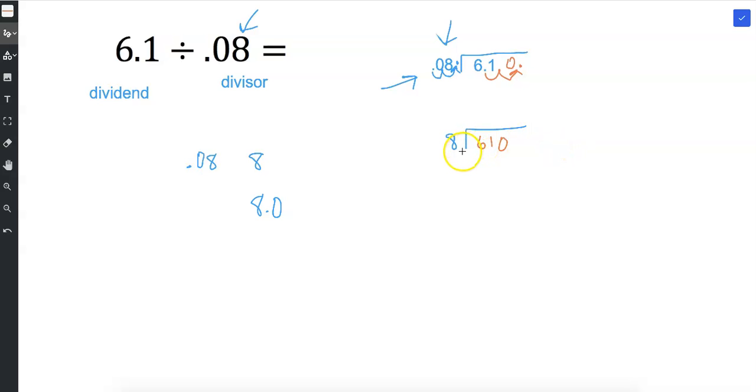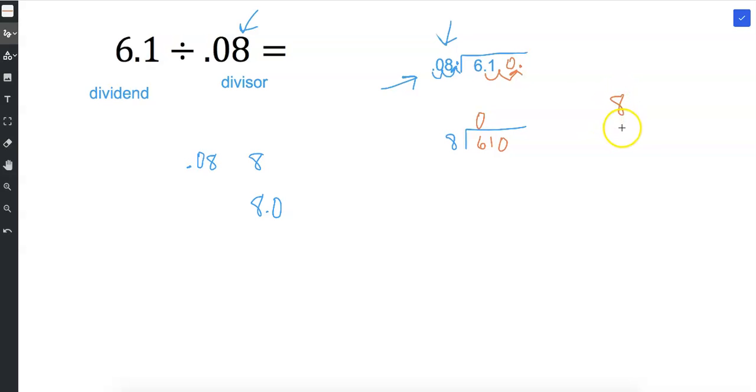I'm just going to start by seeing how many times 8 goes into 6. 8 goes into 6 0 times. I put that right above the 6. And that's because 8 is larger than 6. Next I ask, how many times does the divisor 8 go into 61? Well, here's where you need to think about your multiples of 8.